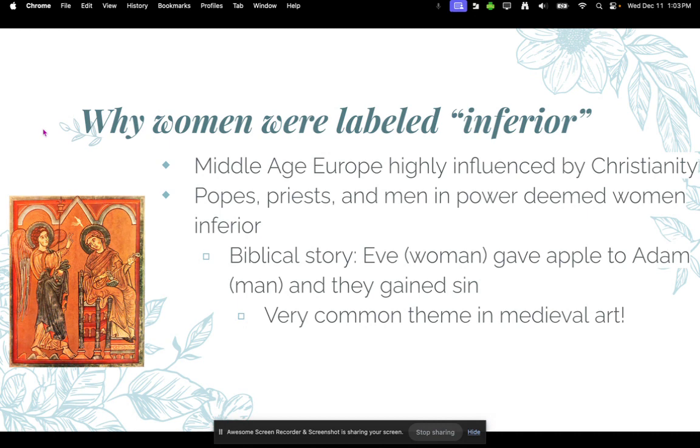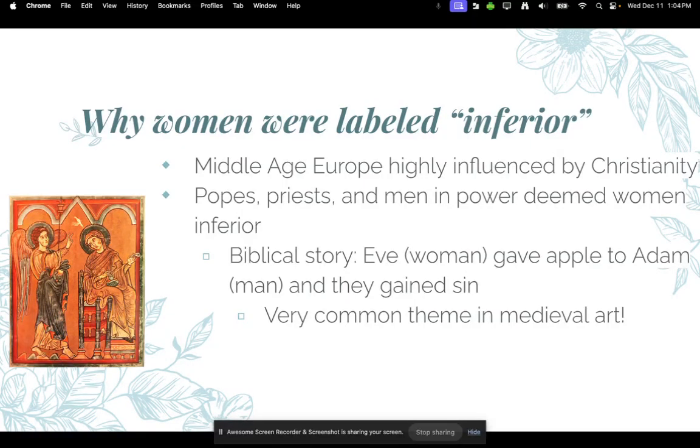So women in the Middle Ages were labeled as inferior. Middle Age Europe was highly influenced by Christianity, which we've talked about pretty much all this week. So popes, priests, and men in powerful positions deemed women inferior, meaning they're less than men. This all stems a lot from the biblical story of Adam and Eve. If you are familiar with the story, you'll know that Eve, who is a woman, gave this apple of sin to Adam, who's a man, and together they gained sin.